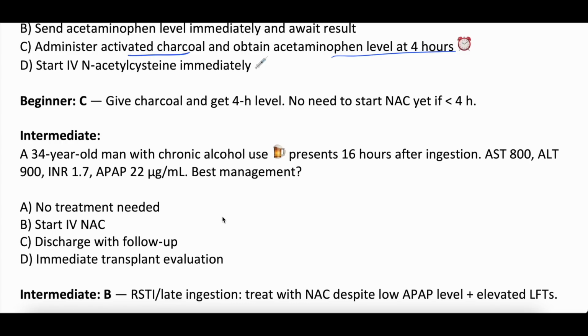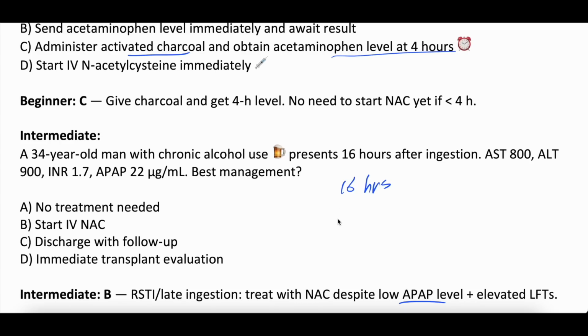Start IV N-acetylcysteine immediately. So this is a late ingestion, and we don't necessarily know what the formulary that they took is. They also have chronic alcohol use. So you want to treat with N-acetylcysteine despite low acetaminophen levels for a couple reasons. The keys here are 16 hours after ingestion. So they are way beyond the acute phase.